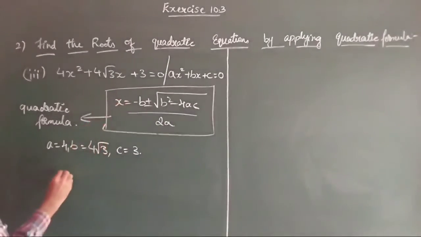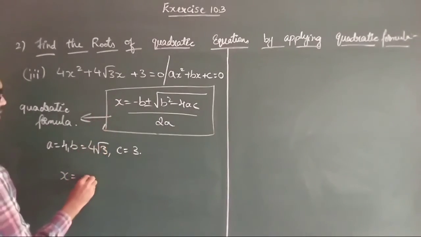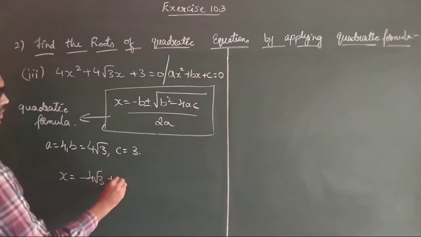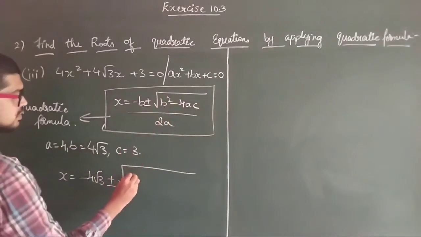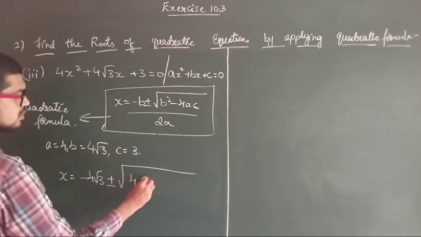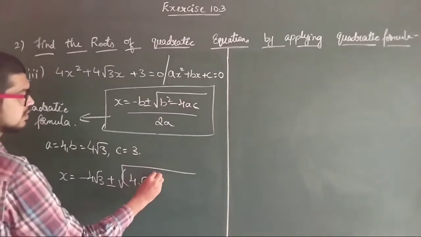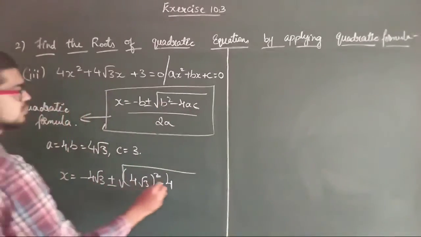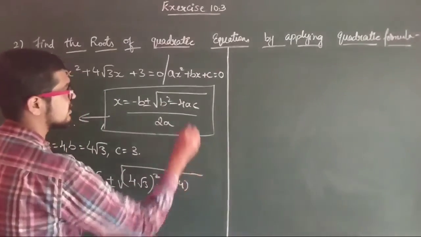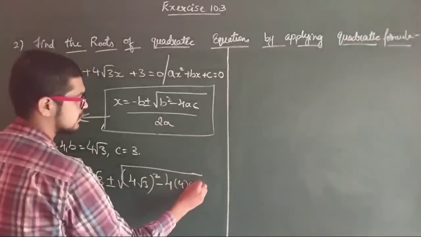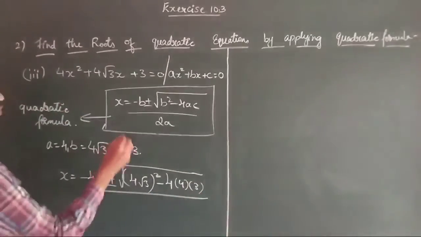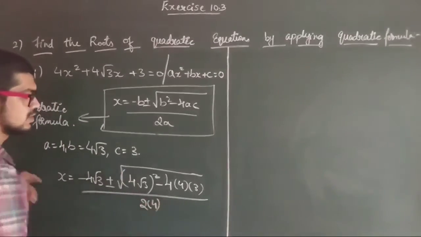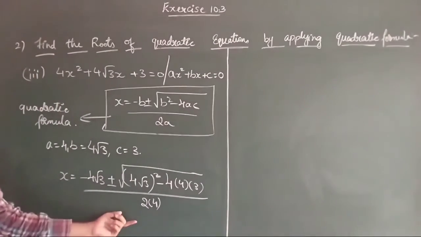So let me try this. So x is equal to minus, what is b here? b is 4 root 3 plus or minus, again b square is 4 root 3 whole square minus 4 into what is a? a is 4, and what is c? c is 3, whole divided by 2 into what is a? a is 4. So I hope you are very clear with this step.